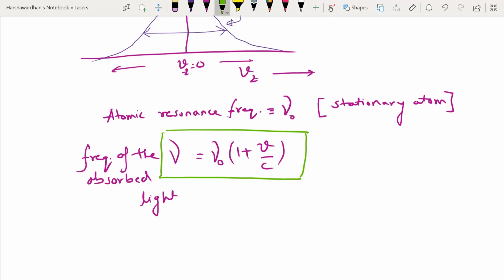So let me just repeat myself. In this scenario where you have the light and the atom both in the same direction, the atom is moving at v, the light is of the frequency nu. So you see, from the perspective of the light, it appears as though the atomic frequency itself has blue shifted. It is the Doppler shifted light that is going to be absorbed. Equivalently, one can think that the atomic resonance has Doppler shifted because of the atomic motion.